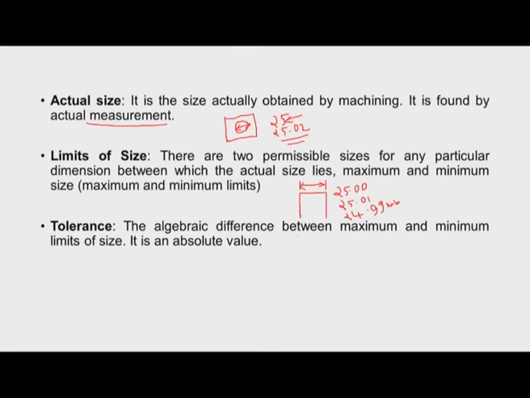The algebraic difference between maximum and minimum limits of size is known as tolerance, and it is an absolute value. For example, in this case the difference between the maximum size and minimum size is 0.02 mm. So, this is the tolerance for this particular case.